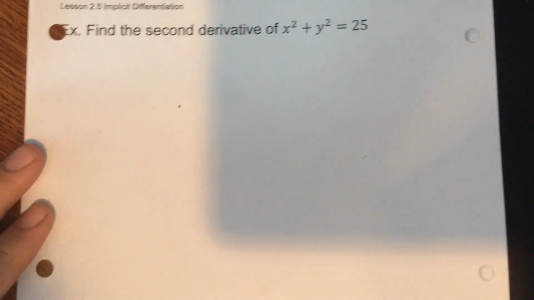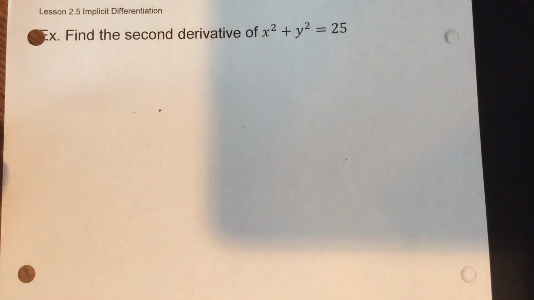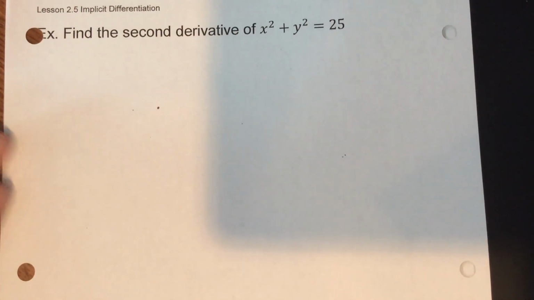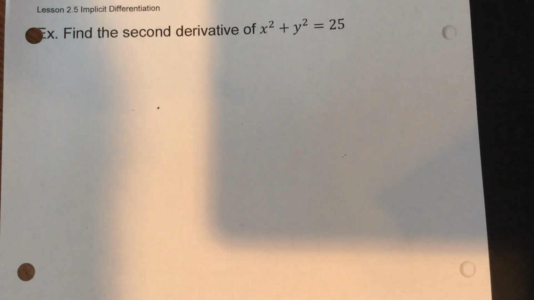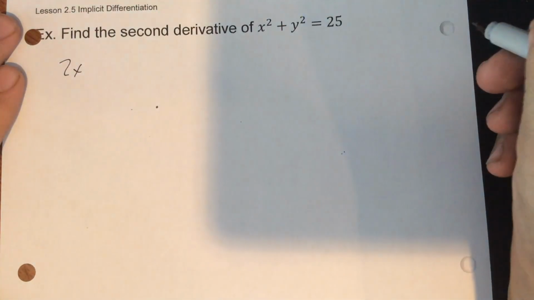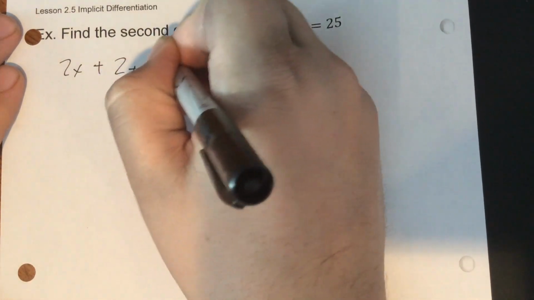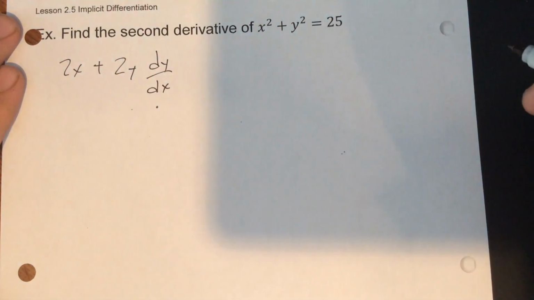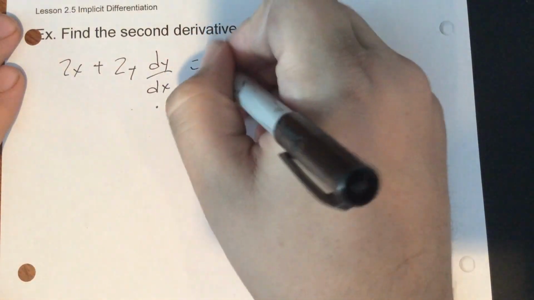All right, so last thing we got here is, just like with regular derivatives, we can find multiple derivatives of our implicit differentiation equations. So we're going to find the second derivative of this. We start by finding the first derivative. Derivative of x squared is 2x, plus derivative of y squared, which would be 2y dy over dx. And then derivative of 25 is 0.